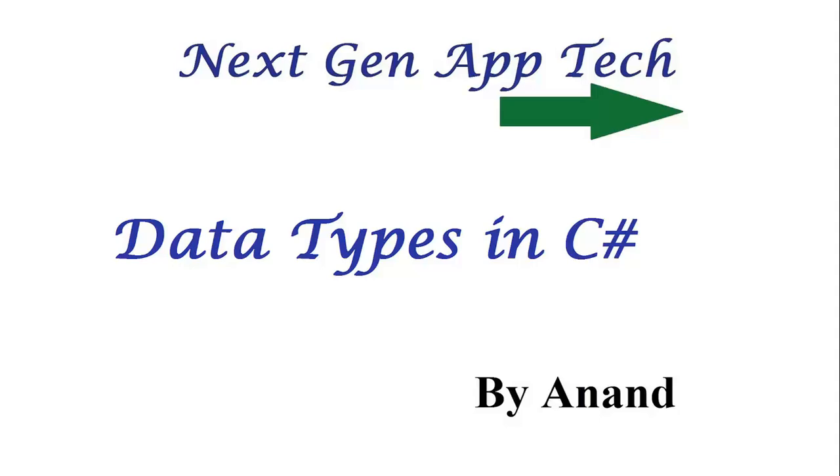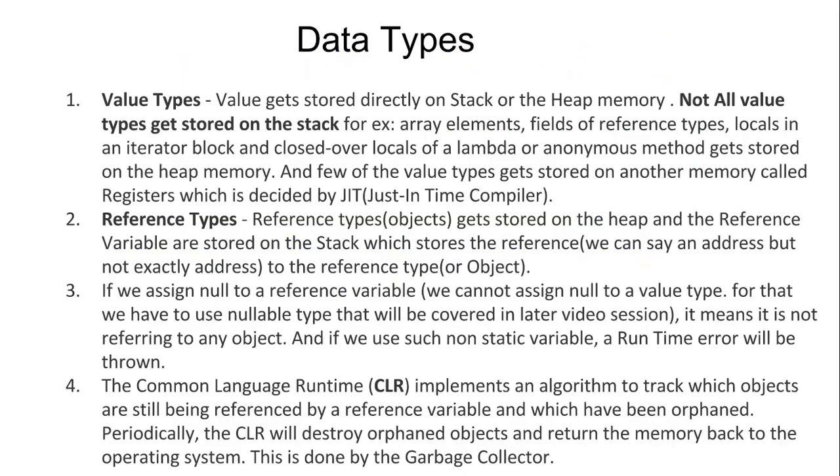I am Anand. Today we will be going through the topic of data types in C#. So we know that we have to work upon the data in our program, because data is the most important part in our program, on which our program processes. So we have mainly in C# two kinds of data types: value types and reference types.